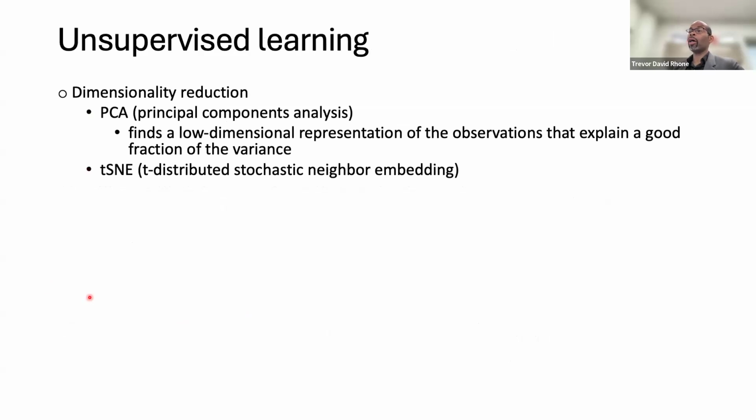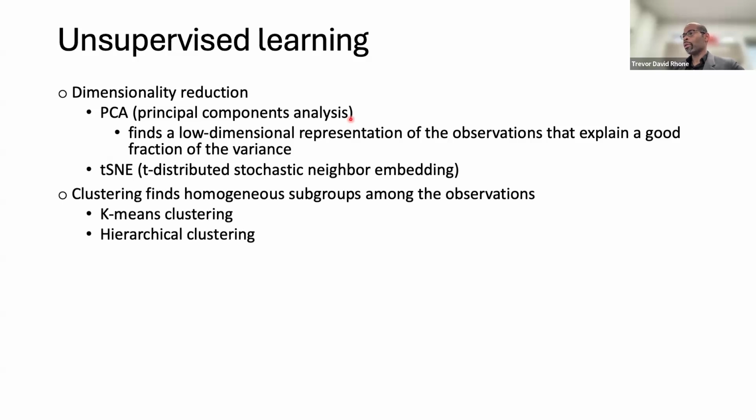Okay, in unsupervised learning, there are different things to focus on. There's dimensionality reduction, which you can do using principal component analysis, or PCA. This finds some lower-dimensional representation of the observations that explains a good fraction of the variance of the data. I'll explain what that means in a little bit. There's t-distributed stochastic neighbor embedding, or t-SNE for short, which is doing something similar, but looking at how some point relates to its neighbors in some space. And this is a nonlinear dimensionality reduction tool, as opposed to PCA, which is linear.